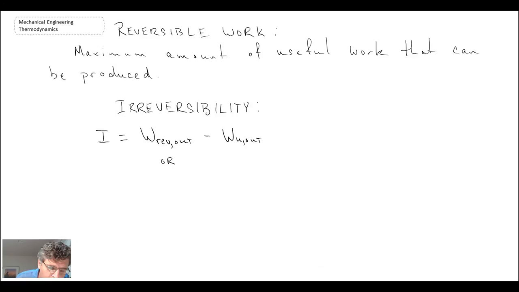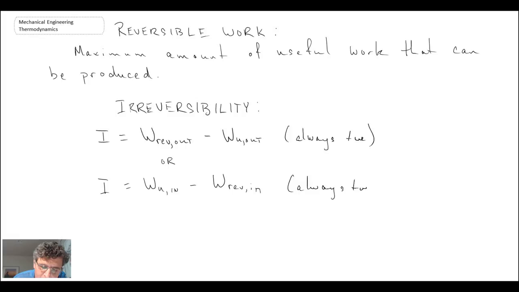Or you can have irreversibility expressed as useful work in minus reversible work in. And reversible work in on a device that you're doing work on, such as a pump or a compressor, is always going to be less than the useful work that you're actually putting in. And consequently, this will always be a positive as well. So always positive and always positive. And this is work producing, and this is work in, or work, we'll call it input. So that would be something like a pump or a compressor, and work producing would be a turbine.